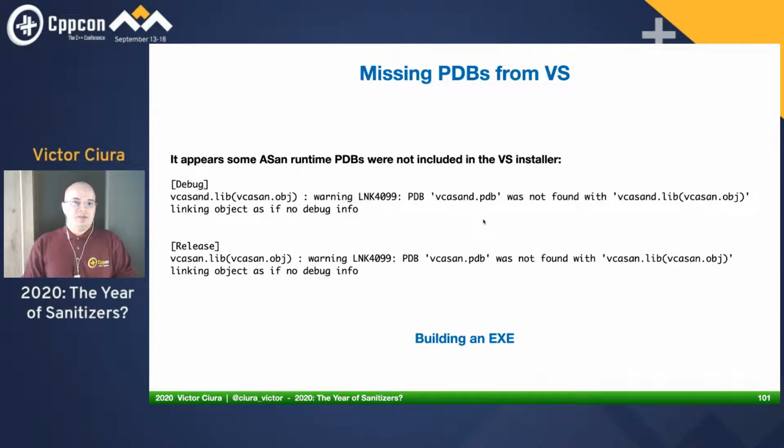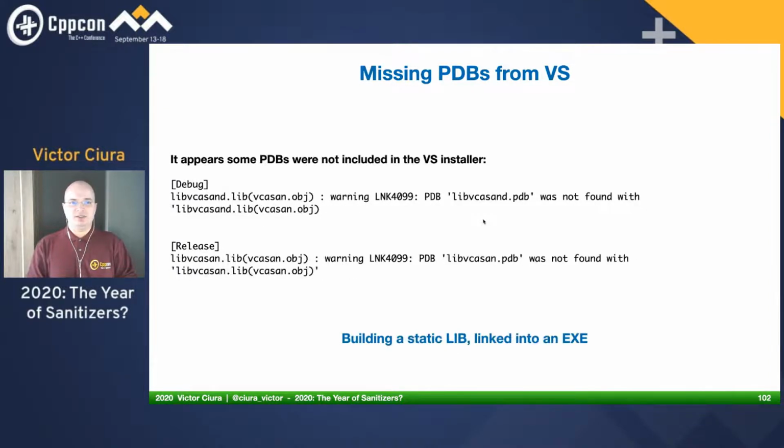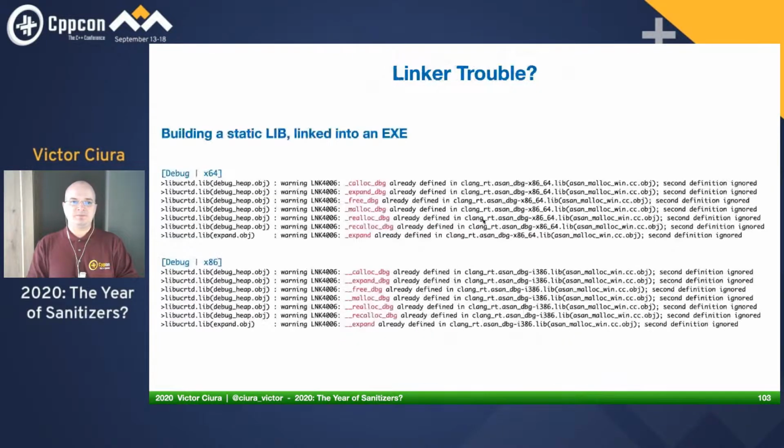There are some missing ASAN runtime PDBs from the Visual Studio installer. I'm sure these will be fixed immediately, or maybe they're already fixed in the latest preview of 16.8. You have VC ASAN D and ASAN libraries. And again, if you're linking static libs against an exe, you have a different set of PDBs that you need. So these seem to be missing from the installer, but this should be fixed readily. And by the way, these are not showstoppers. You can continue the build without these warnings.